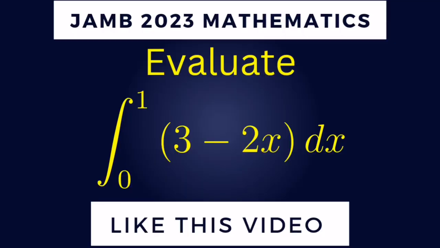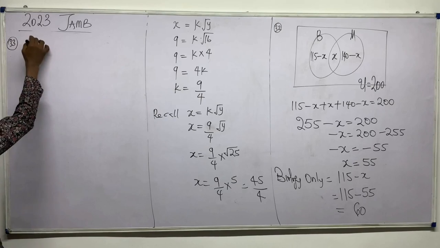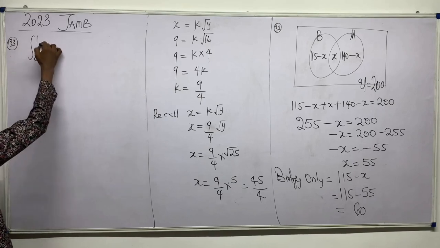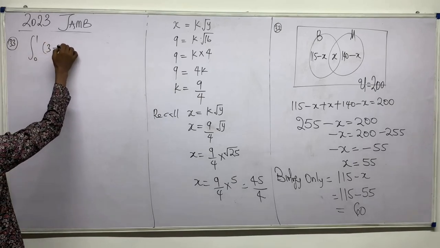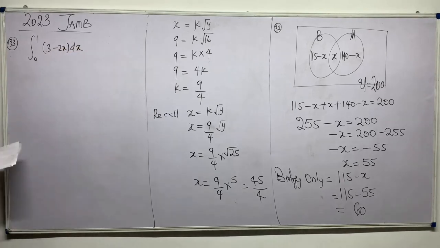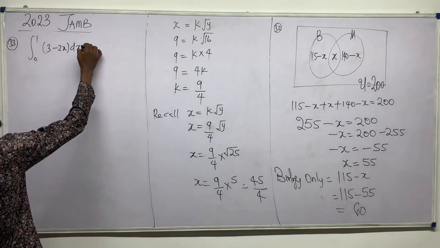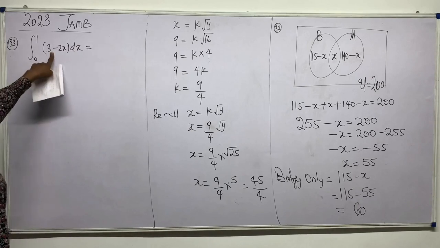Question 33. You're asked to evaluate the integral from 1 to 0. Sorry, I said 1 to 0. From 0 to 1, you start from the lower limit first. The integral from 0 to 1 of 3 minus 2x with respect to x. So to get started, let us integrate this function.